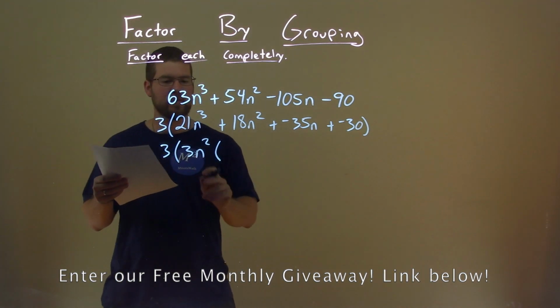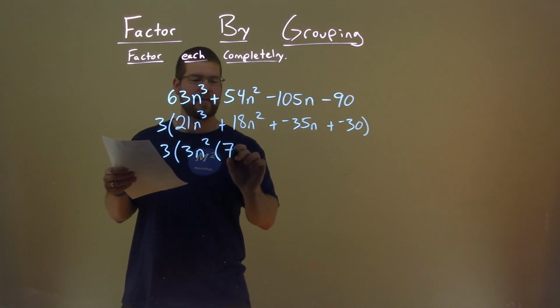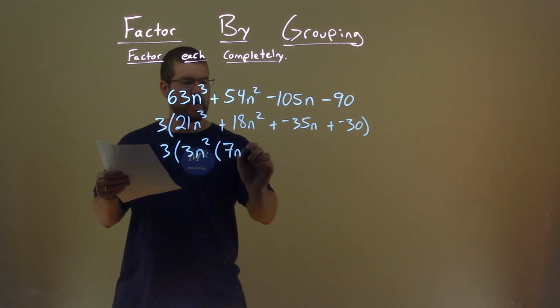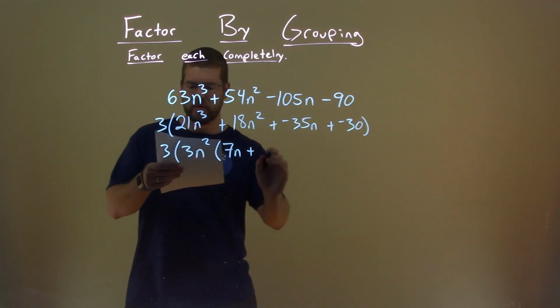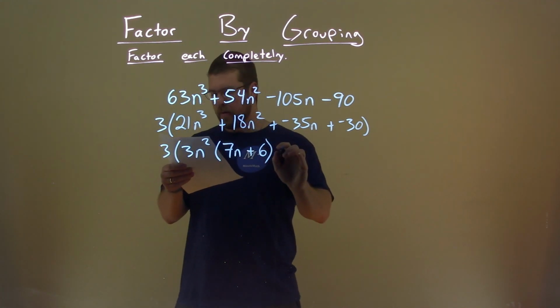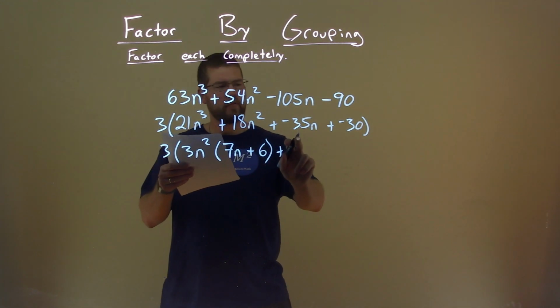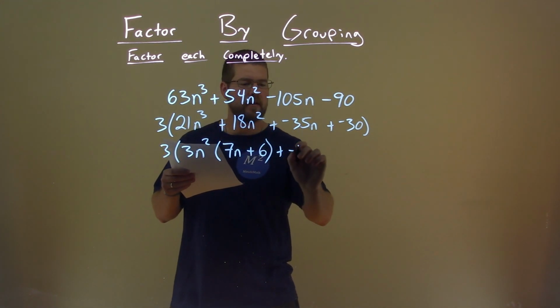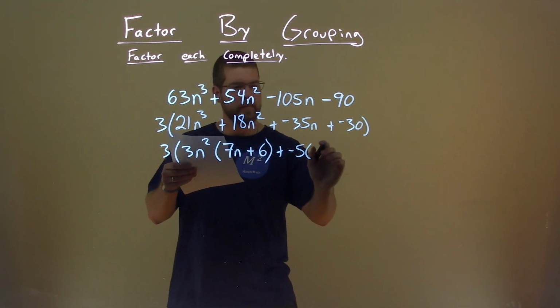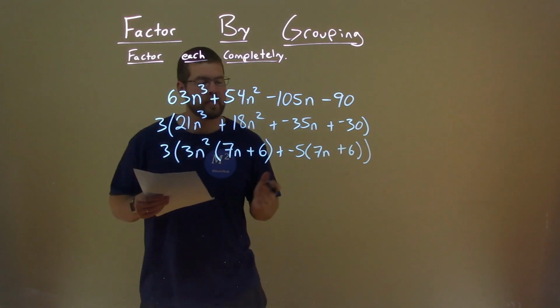What does that leave us? Well, 3n squared goes into 21n to the third power 7n times. Same question with 18n squared, and we're left with a 6. Alright, so now we have to do this again with the second two numbers. Negative 5 goes into both of these, so we pull out a negative 5, and what are we left with? Well, a 7n plus 6. And that's kind of our goal.